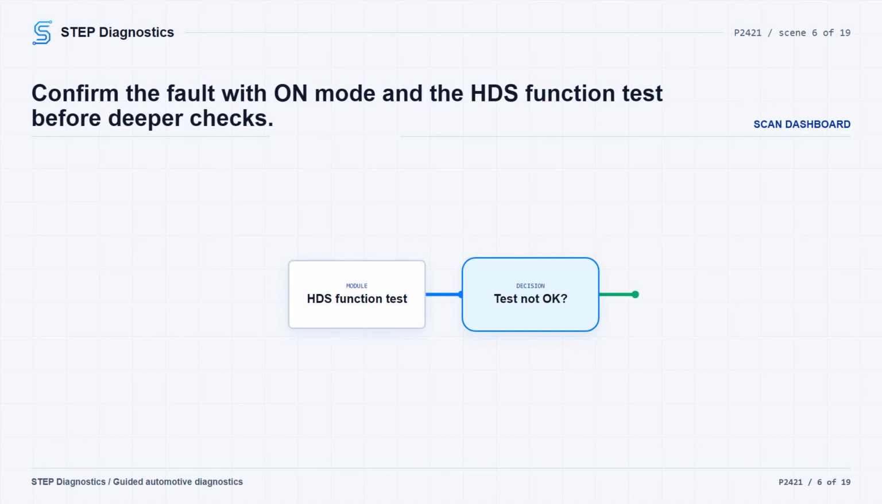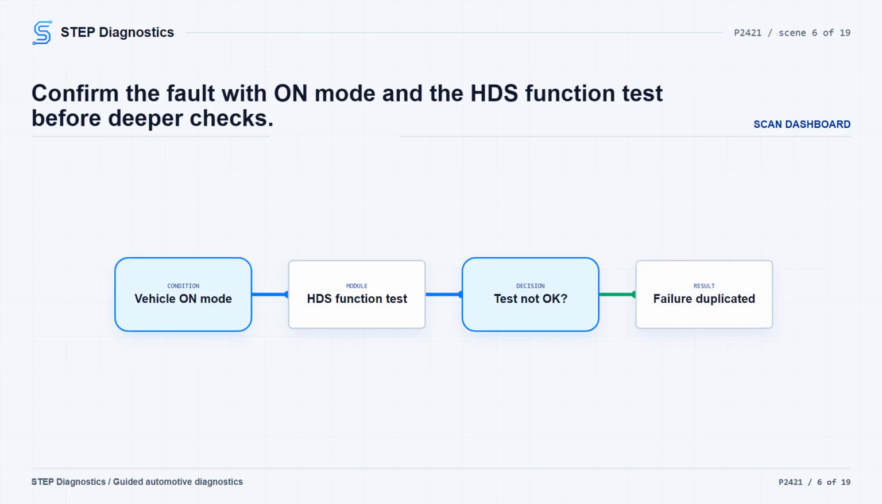First, turn the vehicle to the on mode. Then run the HDS function test for this EVAP fault. If the test result is not okay, the failure has been duplicated. That gives you a live failure path to work from instead of chasing an intermittent condition blindly.